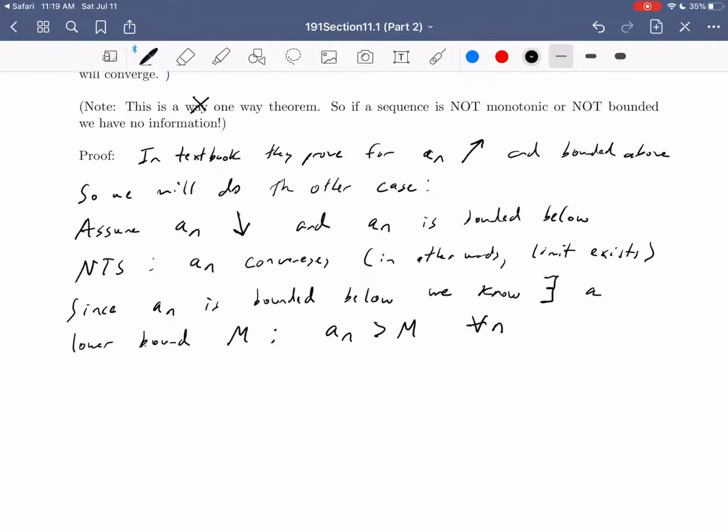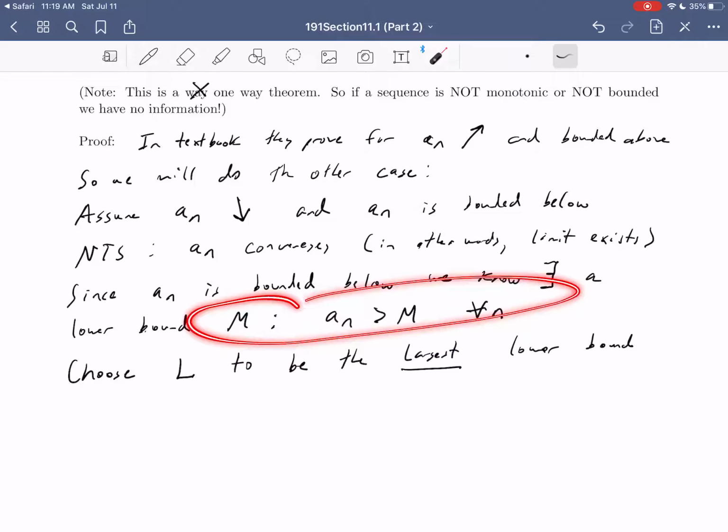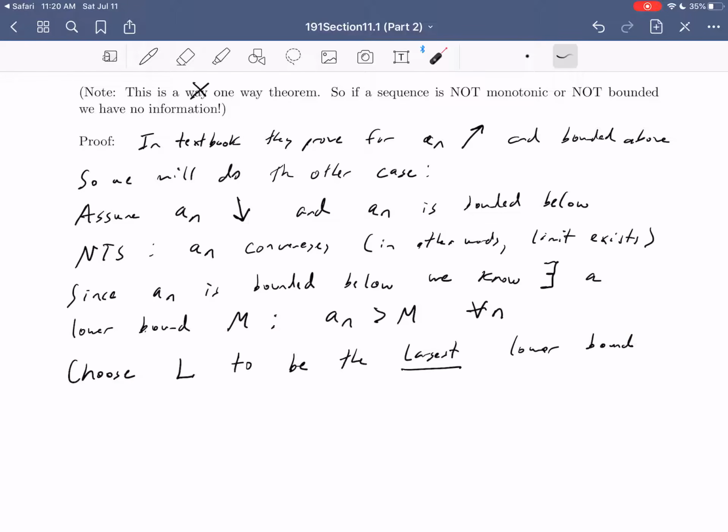Now we're going to choose L to be the largest lower bound. So obviously, as we were talking about, when you're trying to come up with a lower bound, you can use lots of different things. If your sequence is bounded below by -2, then it's also bounded below by -1,000,000. So we're going to choose L to be the largest lower bound, the largest thing that still counts as a lower bound.